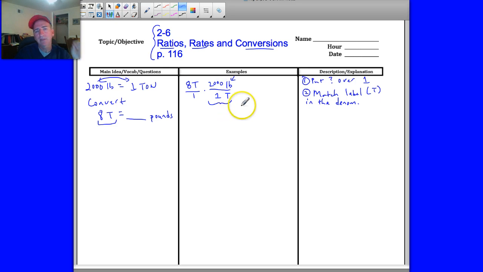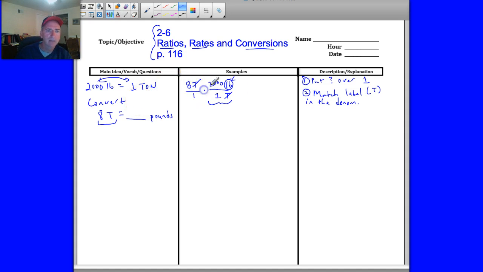Okay, this is about the labels. It's not about the answer right now. So when I multiply these two things, this ton and that ton cancel out, just like when I multiply fractions and I reduce the numerators and the denominators. Those cancel out, leaving me with that unit. That is unit analysis. Okay, now I just do the math.